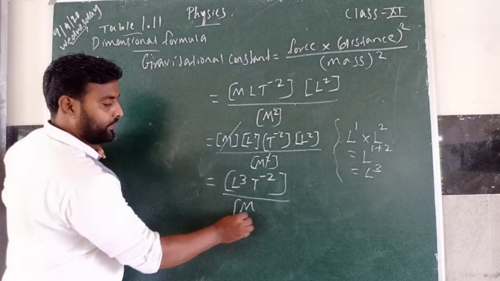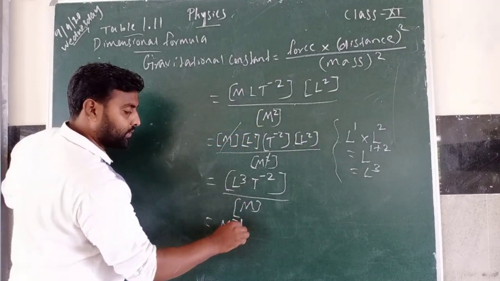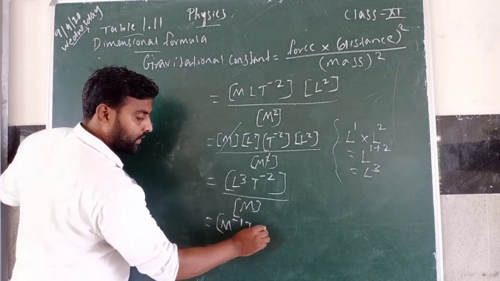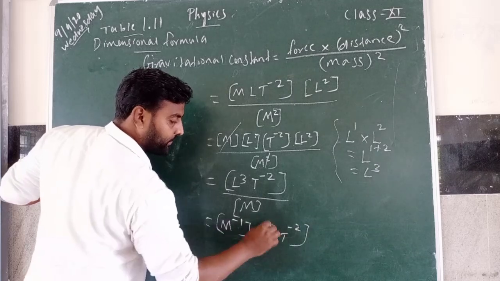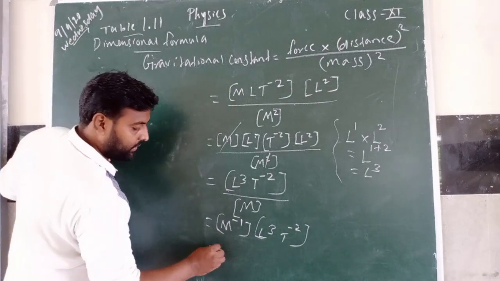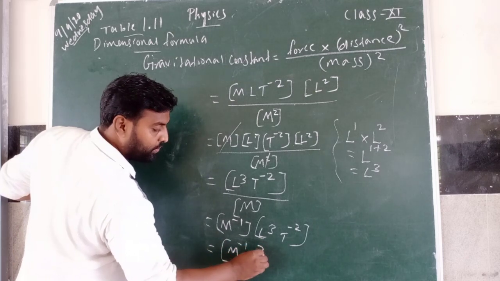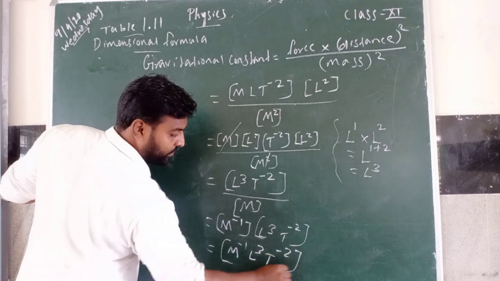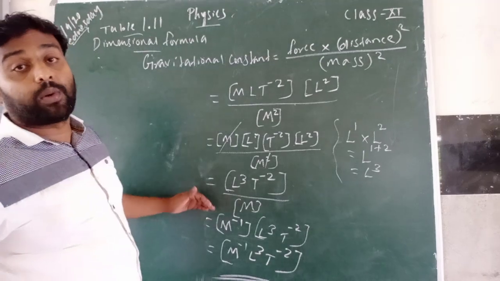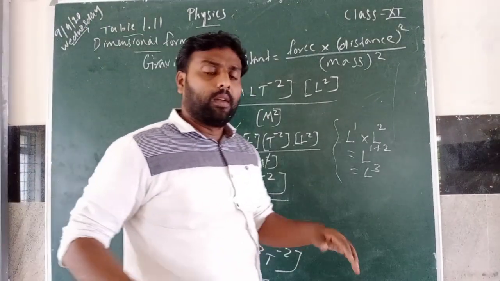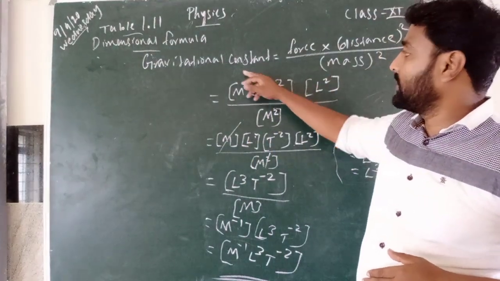Now take this M upside. M power minus 1, L cube T power minus 2. Write in a single bracket: M power minus 1 L cube T power minus 2. This is for the gravitational constant G. Previously in exams also, a 3 mark question has been asked. It is a very important question.